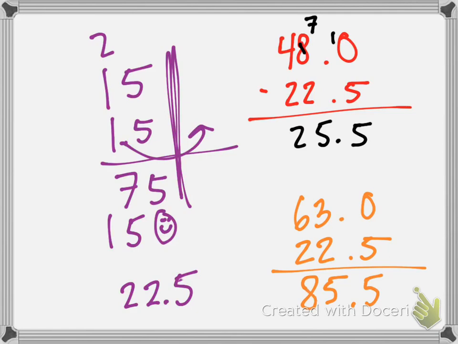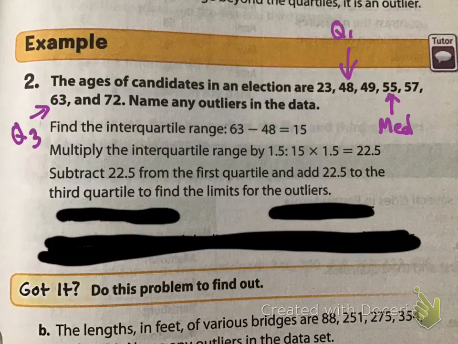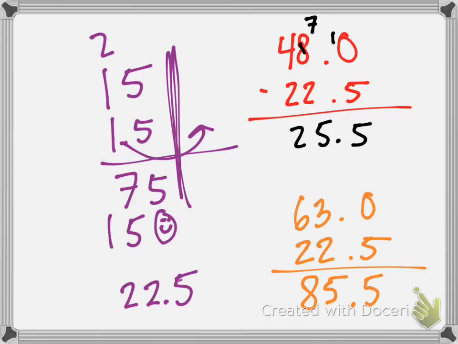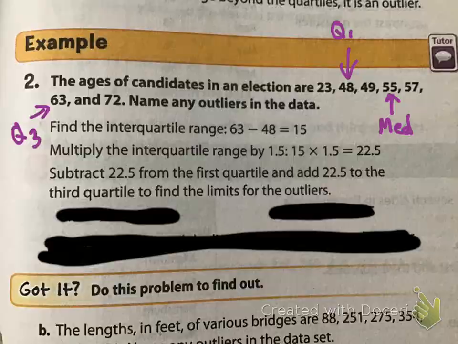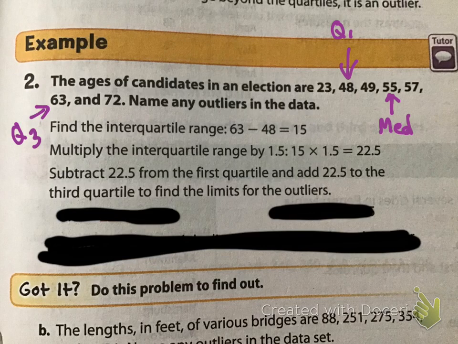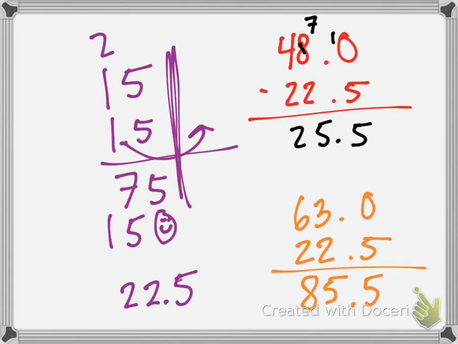Excellent. So any number that is less than this number or greater than this number is going to be an outlier. So let's look. 72, below 85.5. 63, below 85.5. And so on. 23. That's below that 25.5, and we have to have our numbers in a range between these. A number cannot be bigger or smaller than that.